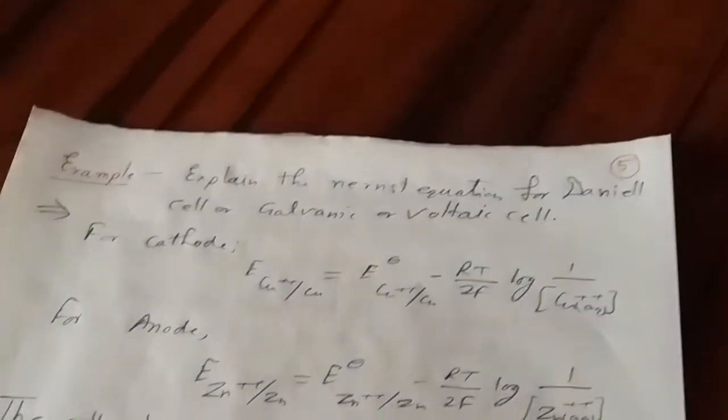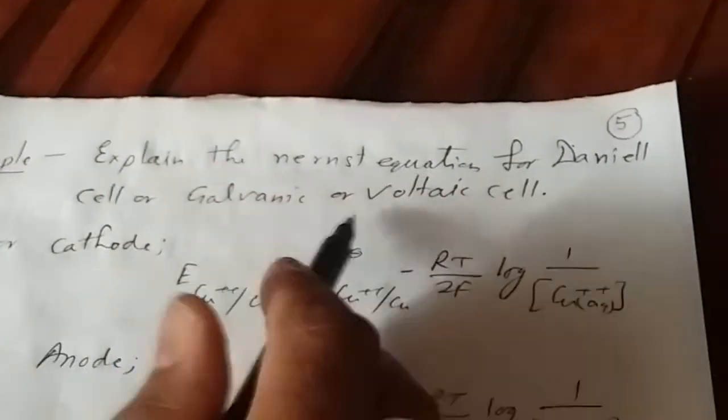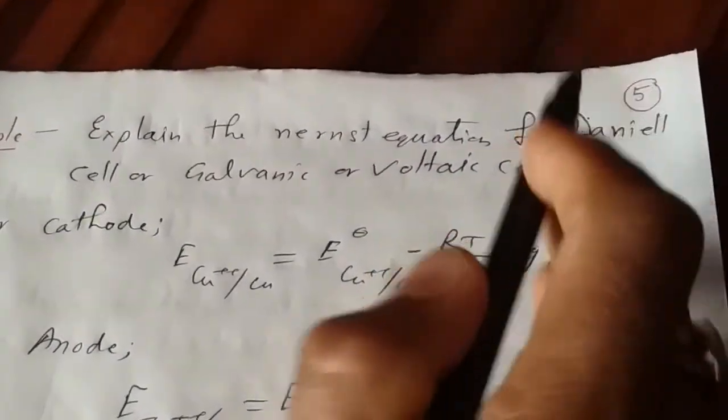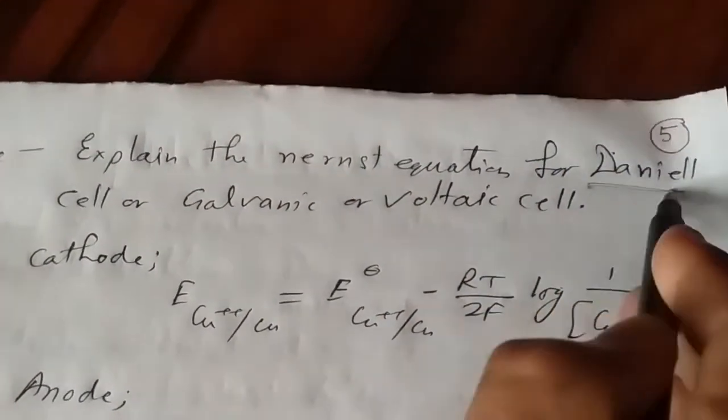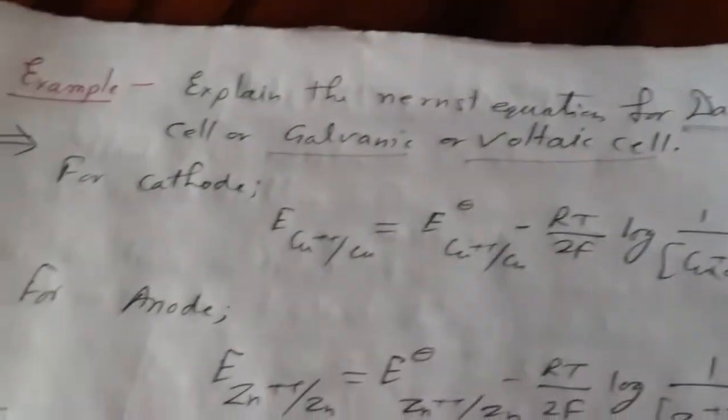On the basis of the above information, we can discuss the Nernst equation for the Daniell cell, galvanic cell, or voltaic cell. These three names are the same; in the semester examination the name may change, but the answer will be the same.